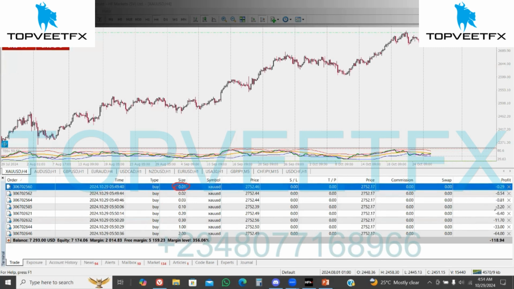If your trade is going in a loss, your loss will be minimal if you are using 0.01. If you are using 0.1, it will go high. If you use 0.2, it will go higher. If you use 1.0, it will go higher. If you use 2.0, it will go higher. So it applies to both loss and profit. It amplifies both losses and profit.